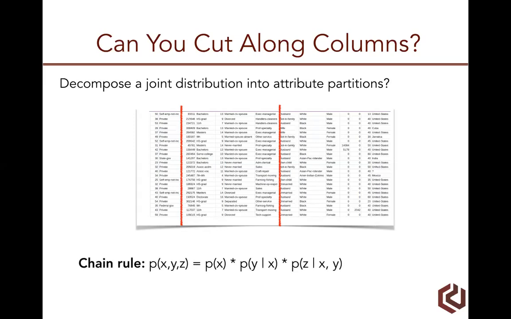So to do this, we basically rely on one statistical insight, that every joint distribution can be decomposed into a series of one-dimensional conditional distributions using a decomposition called the chain rule. So if you have P of x, y, z, it's P of x times P of y given x times P of z given x, y.